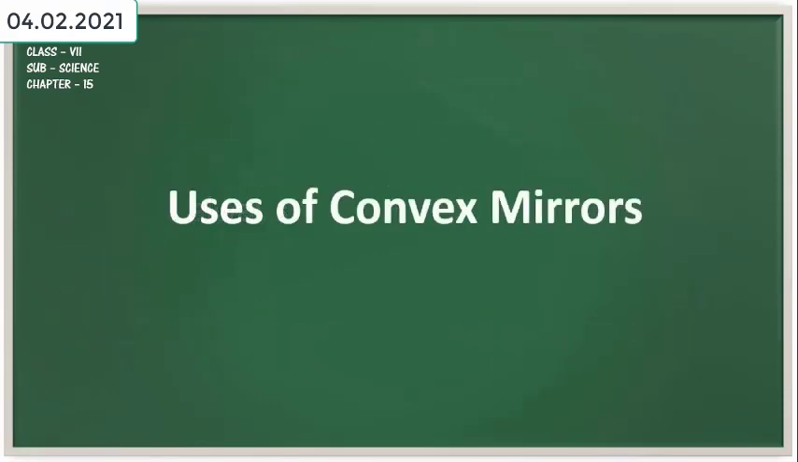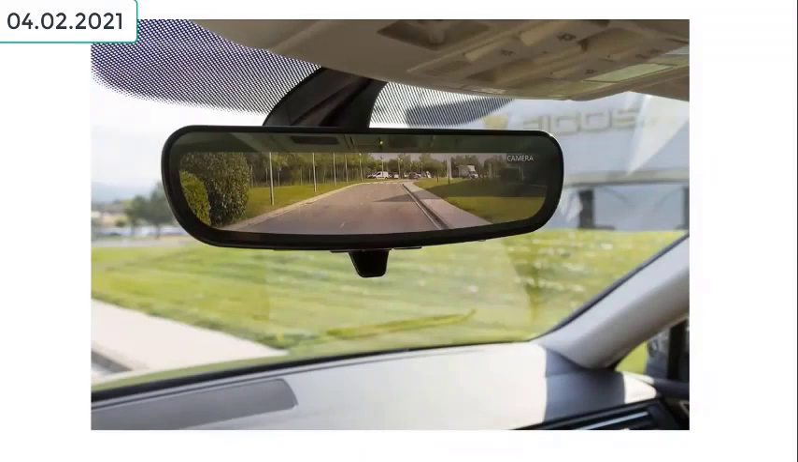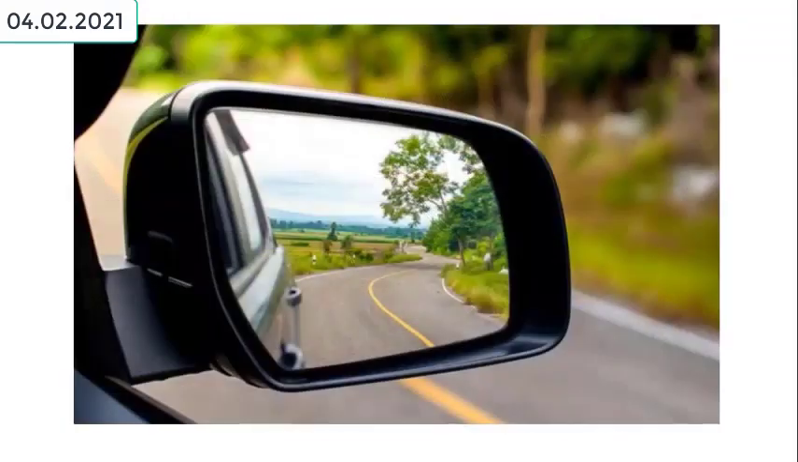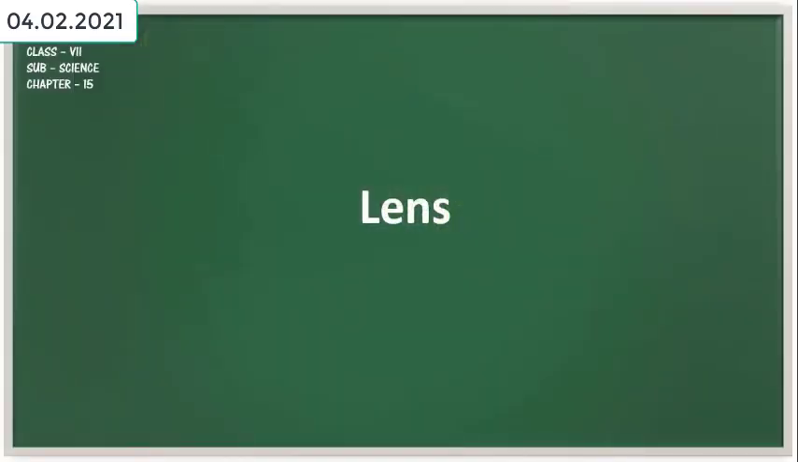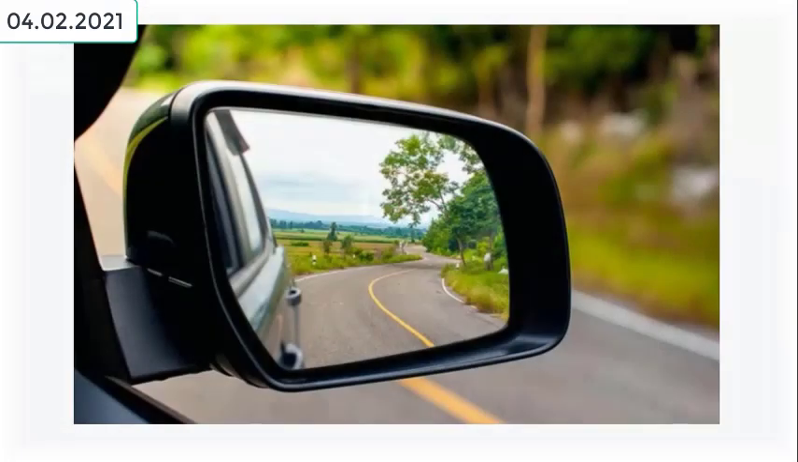Now the uses of convex mirror. It is used to see the traffic at the rear side or back side on the road. Convex mirrors are used as rear view mirrors or side view mirrors in vehicles such as cars, scooters, buses, etc. Big convex mirrors are used as shop security mirrors. By installing a convex mirror in the shop, the owner can keep an eye on the customers.